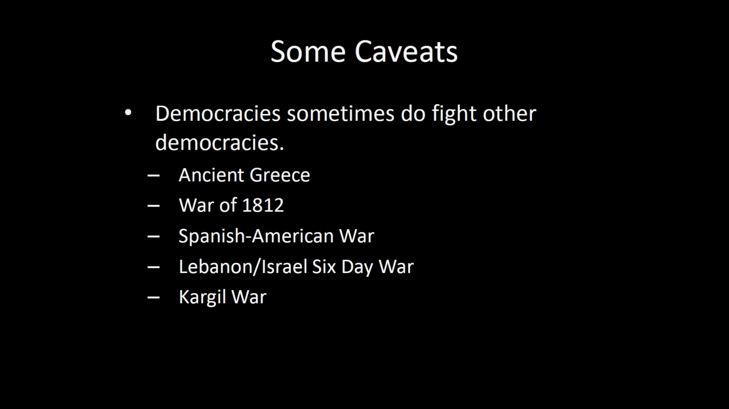So democracies sometimes do fight other democracies. It's not perfect. There are exceptions. So again, we've just looked at ancient Greece, the War of 1812, the Spanish-American War, Lebanon's involvement against Israel in the Six-Day War, and the Kargil War. These are all examples of when democracies have fought wars against other democracies.